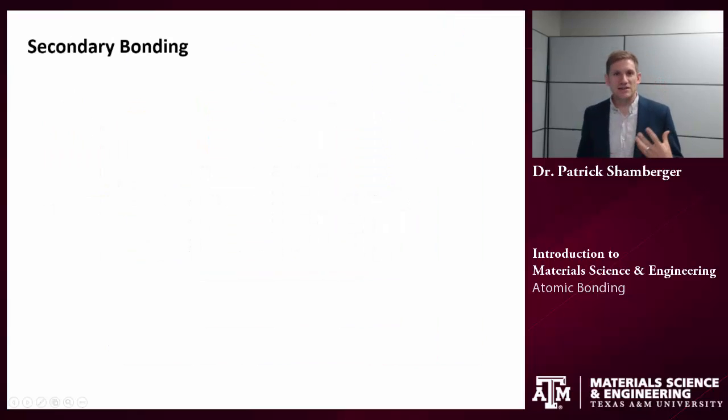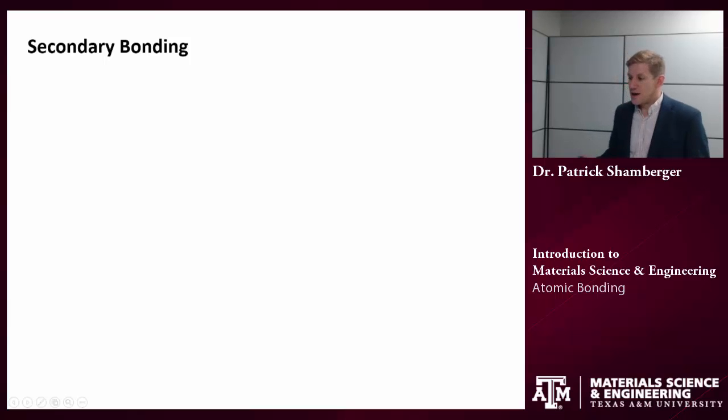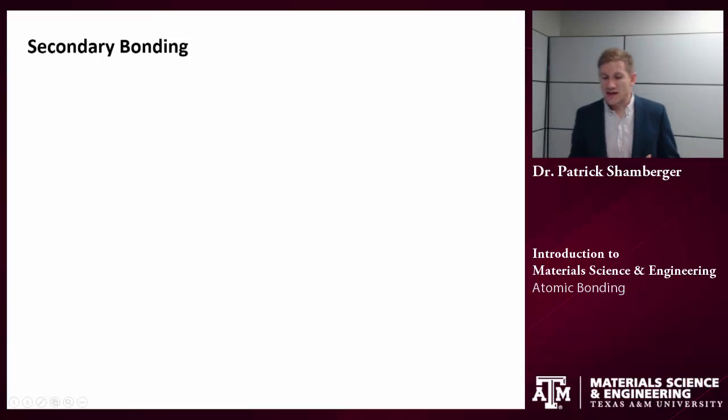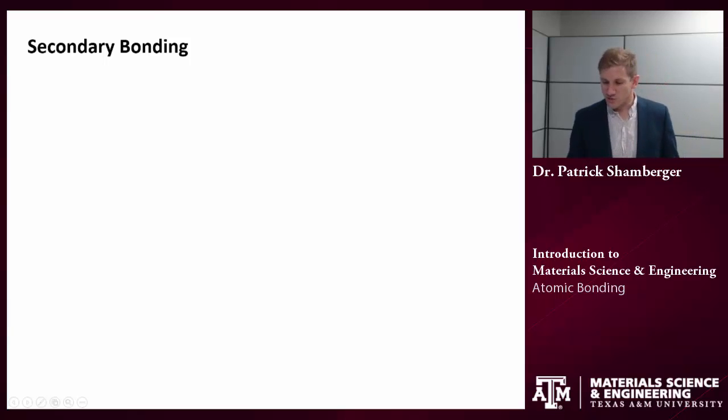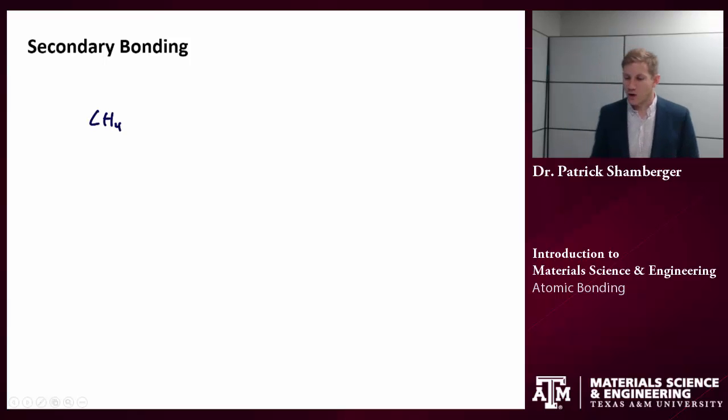So those are our kinds of primary bondings. The next kind of bonding that I need to think about is called secondary bonding. And so you can think of molecules. So for example, let's think about methane, CH4.